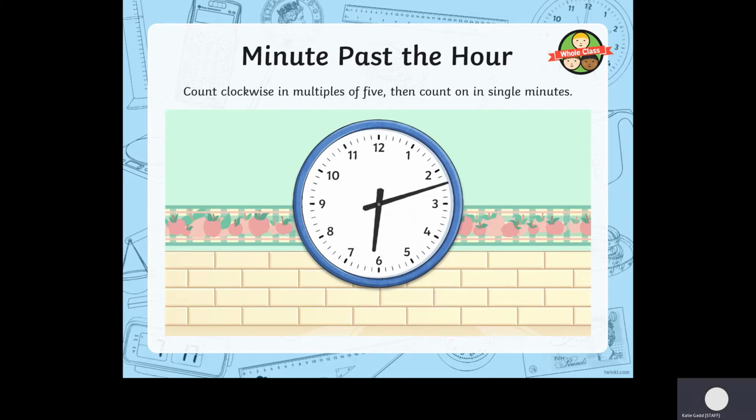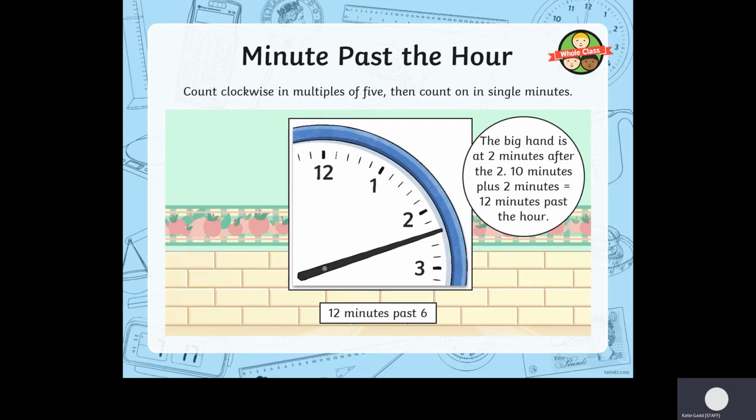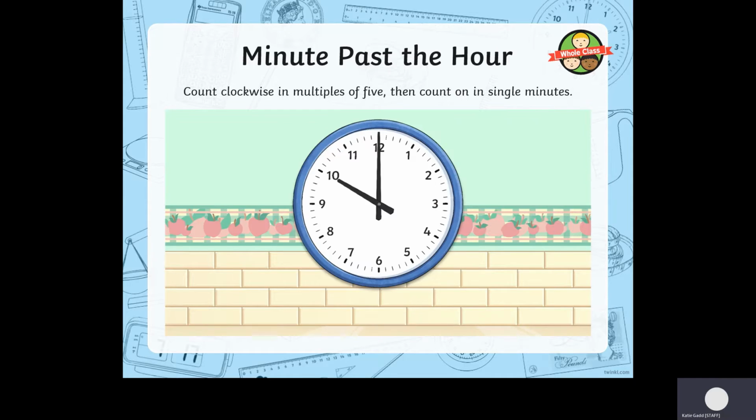So if we count clockwise, going around the clock in multiples of 5, 5, 10, and then we can count on in singles, 11, 12. So the time is 12 minutes past 6. So the big hand is at 2 minutes after the 2. So 10 minutes has passed, plus the other 2 minutes which has passed means it's 12 minutes past the hour.